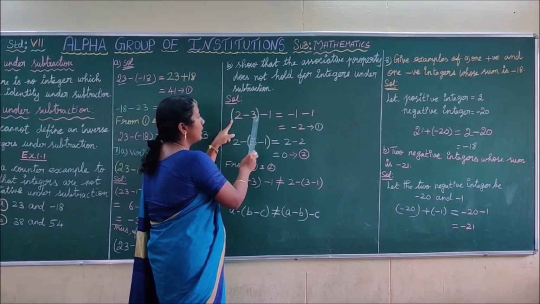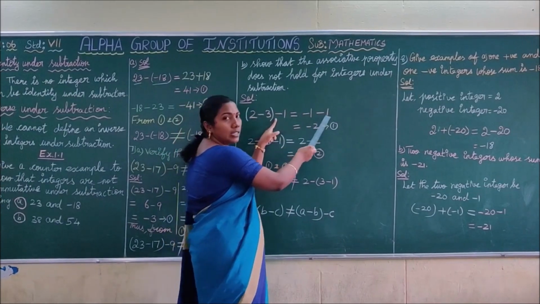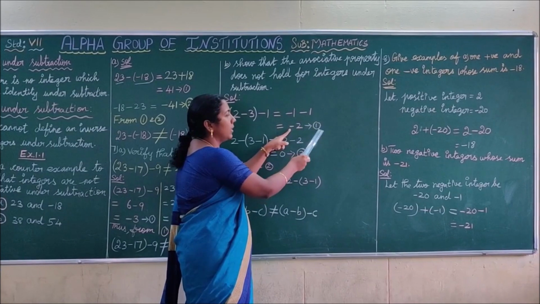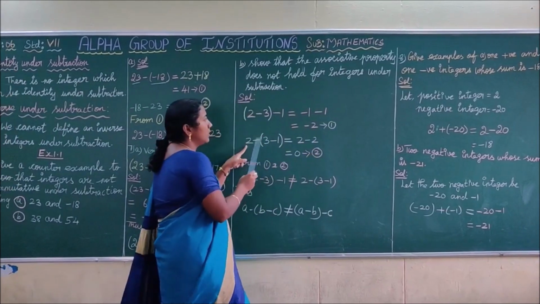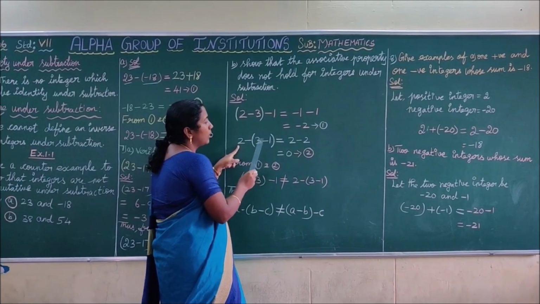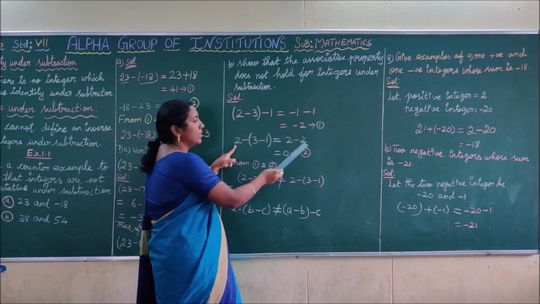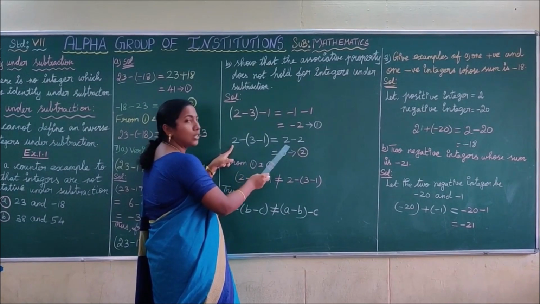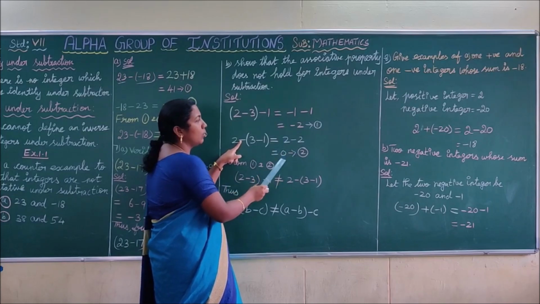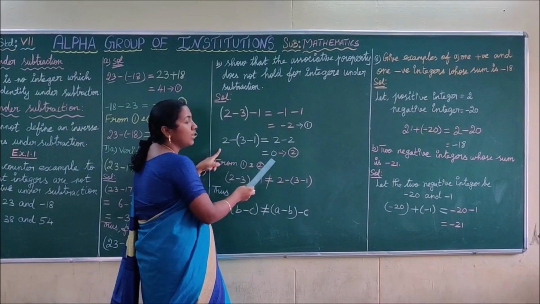If you subtract the 3 from 2, what is the answer? Minus 1. Write the minus 1 as it is. Minus 1 minus 1, what is your answer? Minus 2. Let it be the equation number 1. And take this, the subtraction, that is, you are taking the third integer from the second integer. That is, you are subtracting the 1 from 3. You get the answer 2. Write the first integer as it is. 2 minus 2. What is the answer for 2 minus 2? 0. But in the equation 1 you get minus 2. But in the equation 2 you get 0.